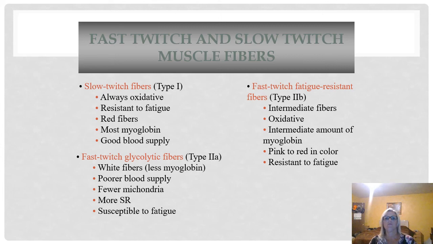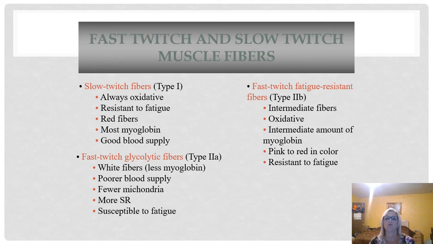So we have talked a little bit about fast twitch and slow twitch muscle fibers. Let's look at the difference between those, all right? Muscles contract at different speeds, and whether or not they make ATP oxidatively or glycolytically. So how do they get their ATP? So we have three basic types, three combinations here.